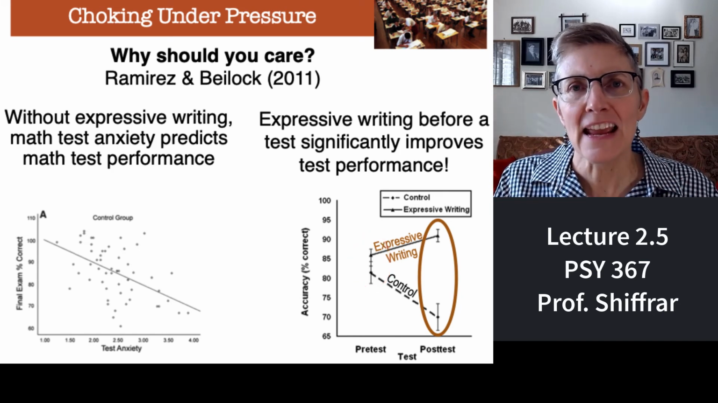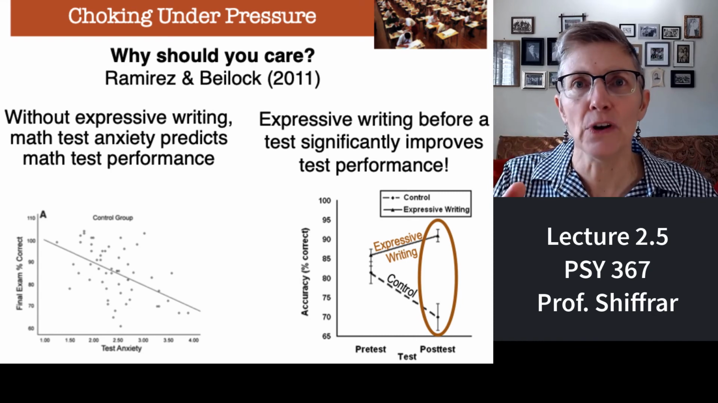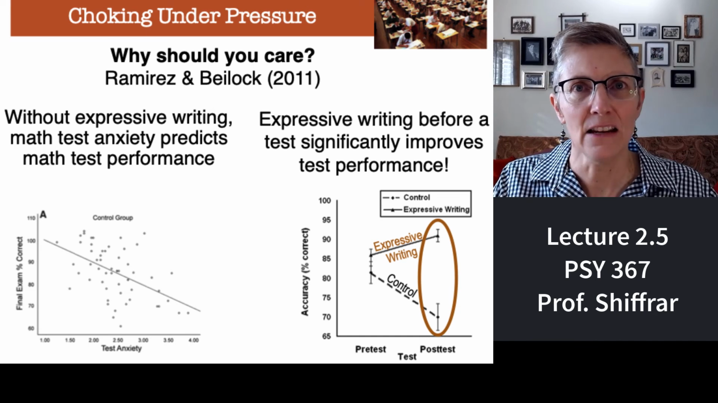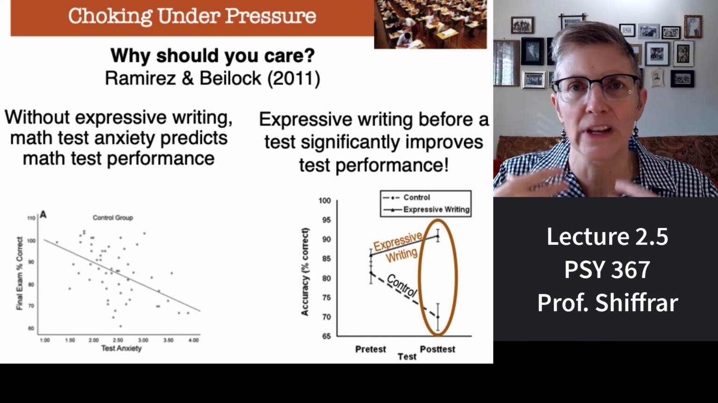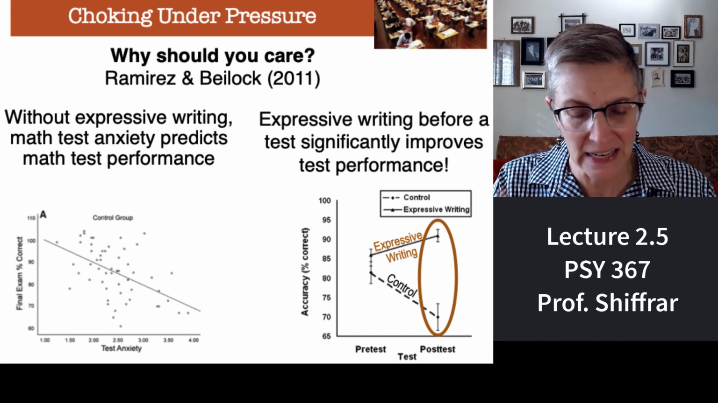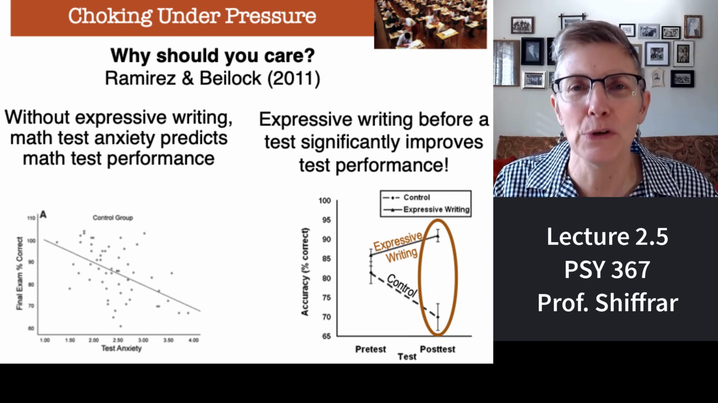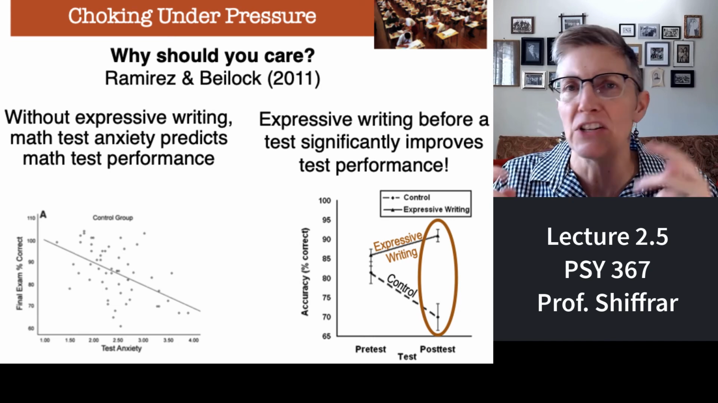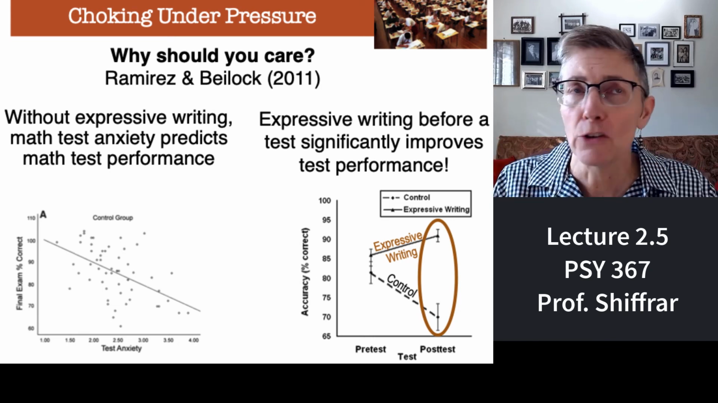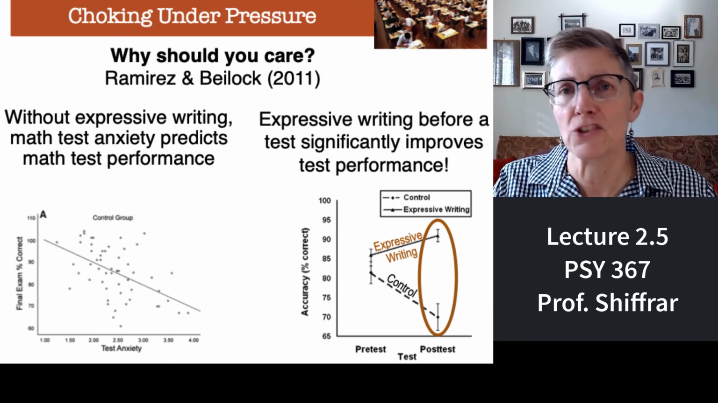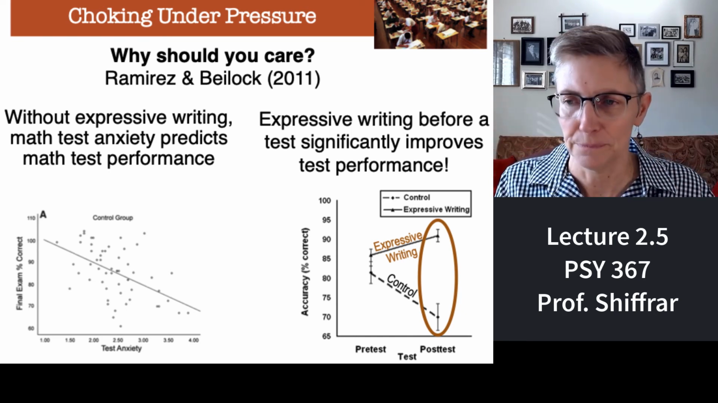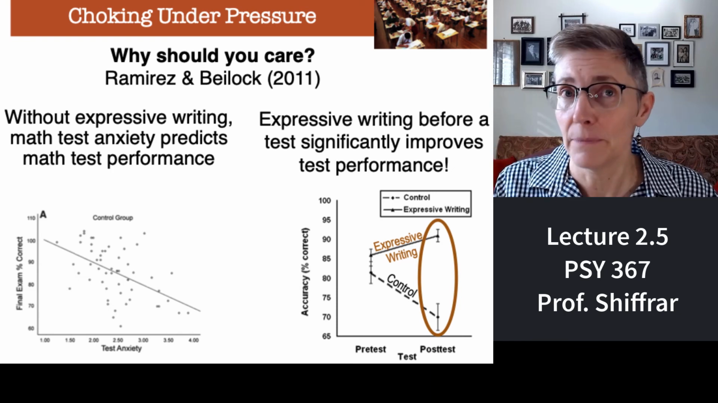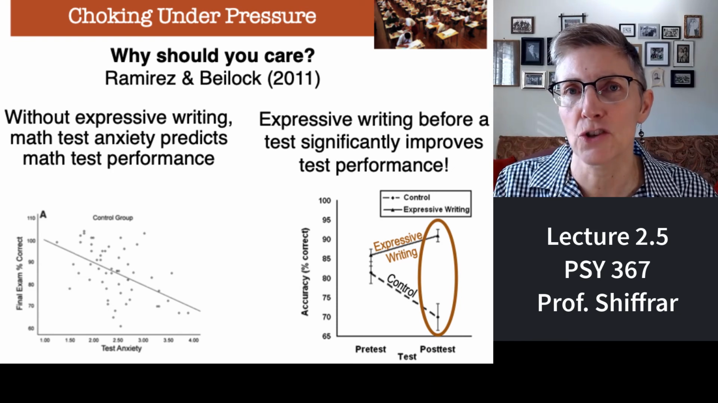Afterwards, they gave the expressive writing condition. Those folks wrote about all of their anxiety, right? They spent 10 minutes writing, doing expressive writing, explaining to a piece of paper or to a computer file everything that they were worried about. If I don't do well on this exam, my GPA will drop, and my grade point average will drop, and I'll lose my financial aid, and everything you worry about. The other half of the class just spent that 10 minutes studying. They didn't do expressive writing. They did 10 extra minutes of studying.